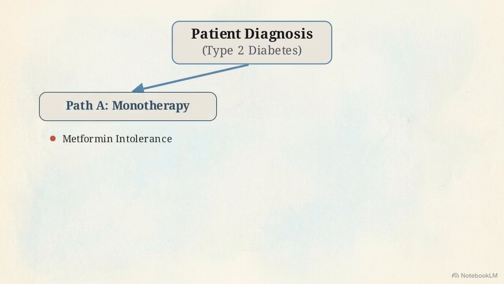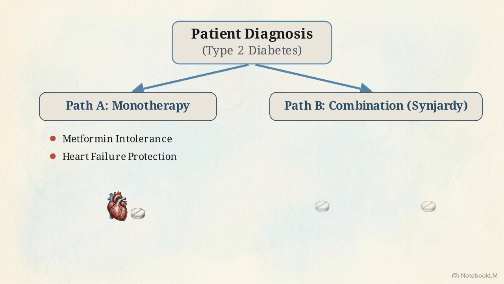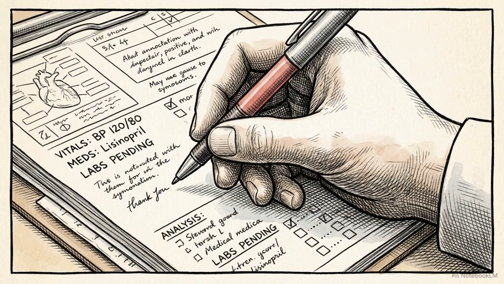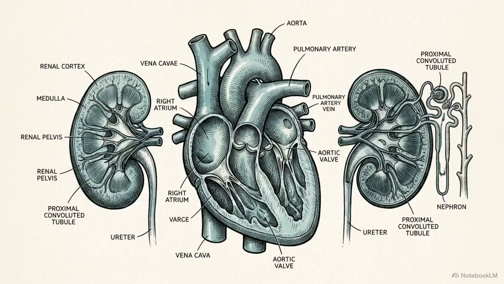Path A is monotherapy, selected for metformin intolerance or targeted protection in heart failure. Path B utilizes Synjardy, joining empagliflozin and metformin, maximizing glycemic control by pairing hepatic and renal blockades. There is a hard stop for severe renal impairment. If the patient's estimated glomerular filtration rate, or eGFR, is below 30, prescribing this drug is strictly prohibited. This algorithm prioritizes long-term organ protection ahead of simple A1C reduction, ensuring the patient's heart and kidneys are guarded first.